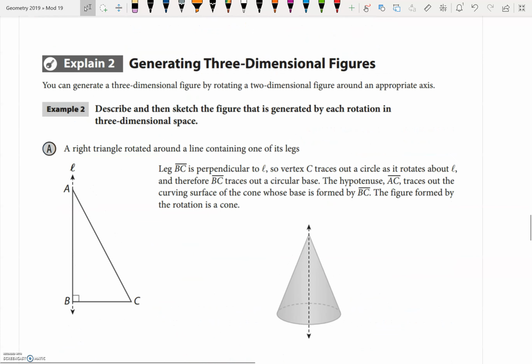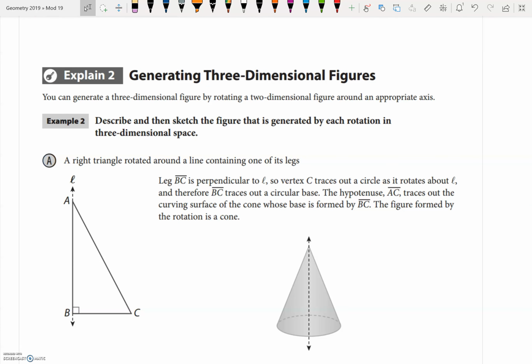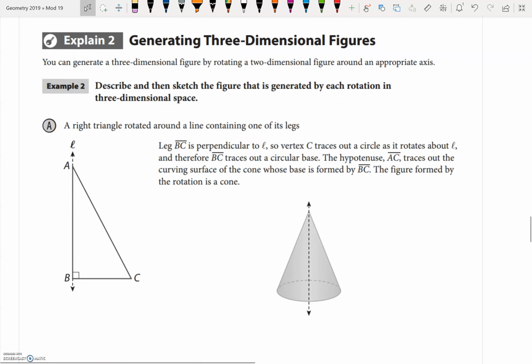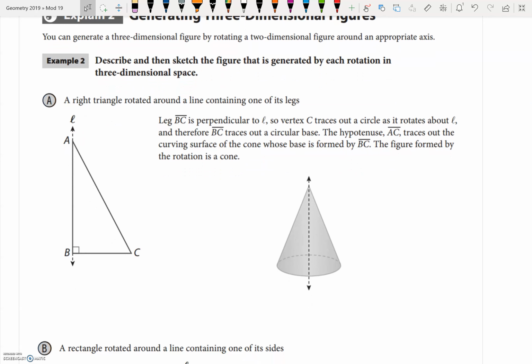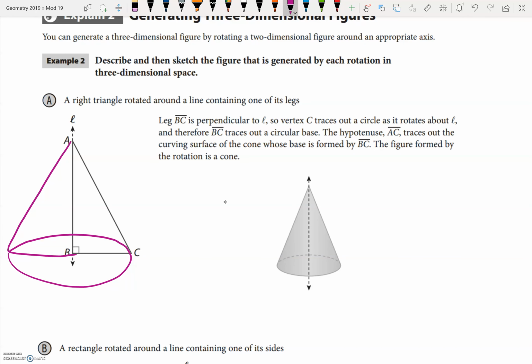The next thing we're going to do is generate 3-dimensional figures. You'll find that this will actually be useful when you get to calculus later on. We're going to rotate our figure. So if you take a triangle and rotate it around an axis, around one of its legs, you end up getting a cone if you rotate this around. The way that we could do that is we'll draw another triangle on the other side, and then we'll draw a circle to show that we are rotating it around.